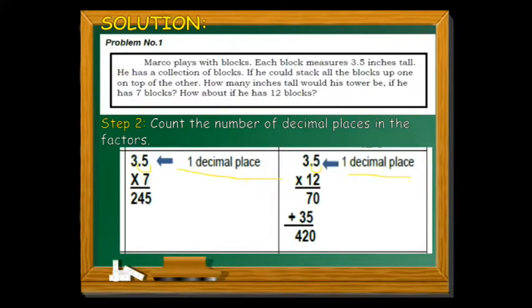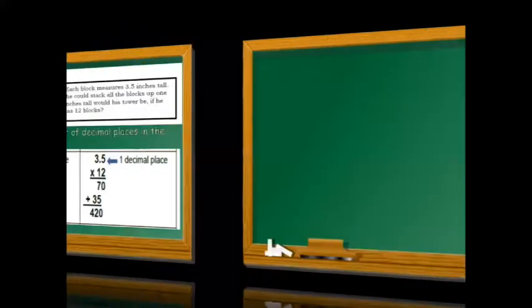Pagkatapos natin ma-determine yung decimal place na kung ilan, we will count it in the product. So the answer will become 2, 4, 5. From this one, we will count. So it's going to be 1. So here you go, the answer is 24.5. The other one, 420. So 1 decimal. The answer is 42.0. So let's find out if the answer is correct.